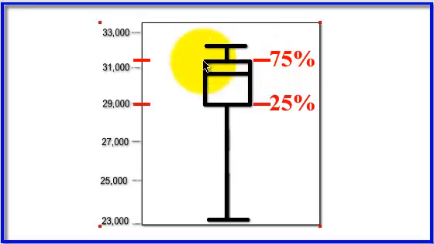So 75% of the people made roughly 32,000 or below, and in the top 25%, the distance between the top of the box and that line right there would have been your top quartile, and that would be between 32,000 and roughly 32,500. Close, but no cigar. But that's a box plot, and the importance of it.